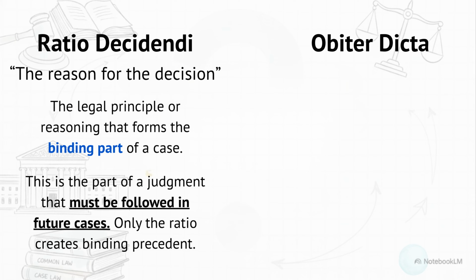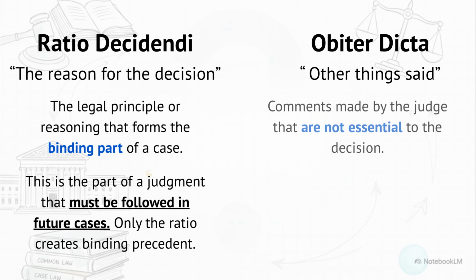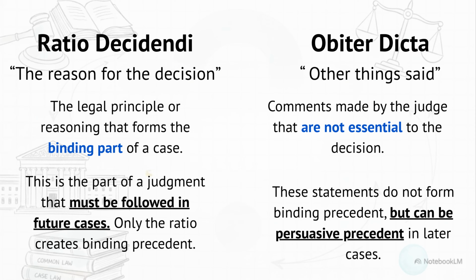Then we have obiter dicta, which translates to other things said. These are statements made by the judge that go beyond the essential reasoning of the case. They might give hypothetical examples. They might mention what the outcome might have been if the facts were different, or they might comment on areas of law outside the immediate issue before them. These remarks do not create binding precedent, but they can still be persuasive. Other judges might still use them in later cases if the reasoning is strong, logical, or influential.